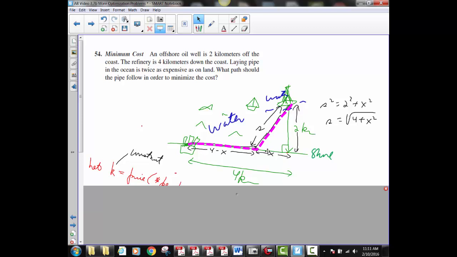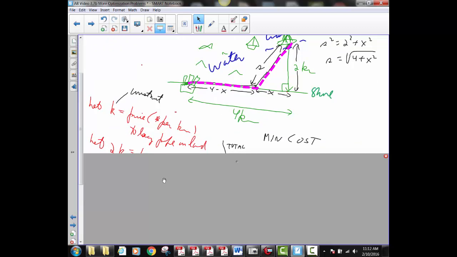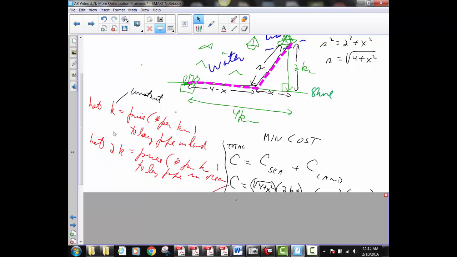Okay, so we know this is 2. If I call this length x, since this is 4 kilometers, this length is 4 minus x. I'm going to call this length s. That's the length of pipe under the water, and the length of the pipe on land is 4 minus x. Once I have that this is 2 and this is x and this is s, I actually have the Pythagorean theorem, and that might come in handy a little later. If you let k be the price in dollars per kilometer to lay the pipe on land, then to lay it in the ocean, the cost would be 2k dollars per kilometer because it's twice as expensive.